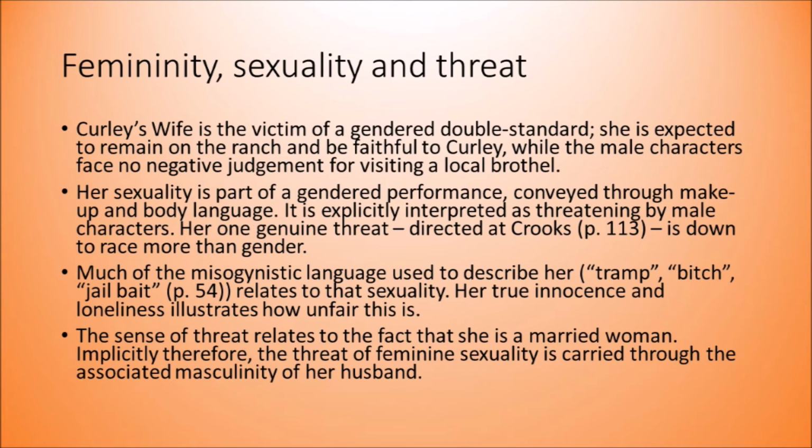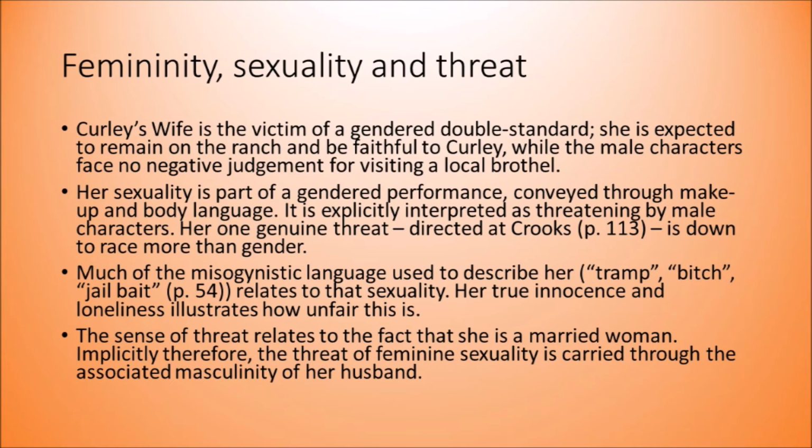Now, that performance of Curly's wife is explicitly interpreted as threatening. The male characters feel that it's threatening, and they throw back a lot of very misogynistic insults at her, like tramp and bitch and jailbait. And while for simplicity I've picked 3 examples that are all on the same page, they're really scattered through the entire novel. There is only one indication where she really does make a genuine threat, and that's directed at Crooks. It's threatening him with lynching because he's a black man.